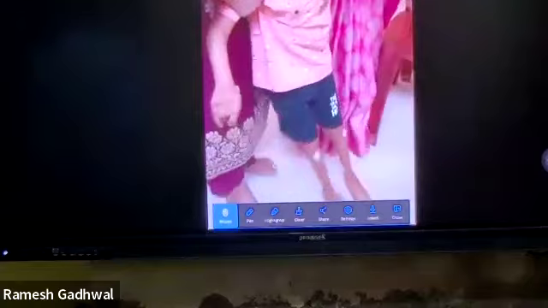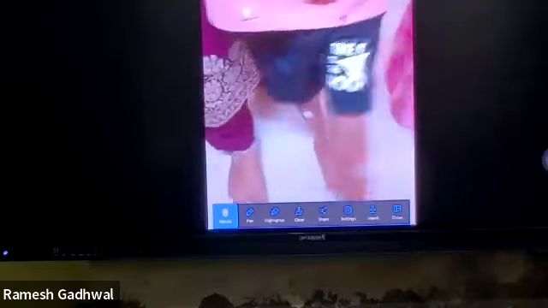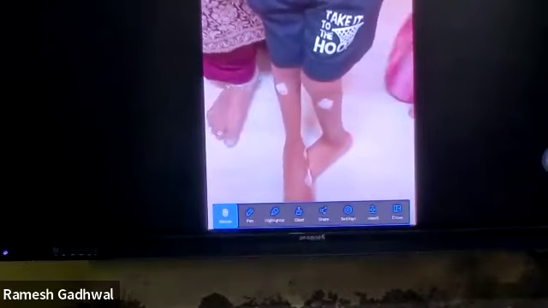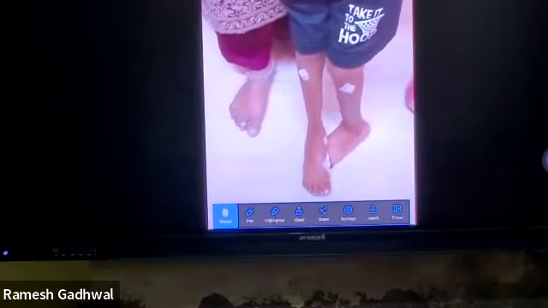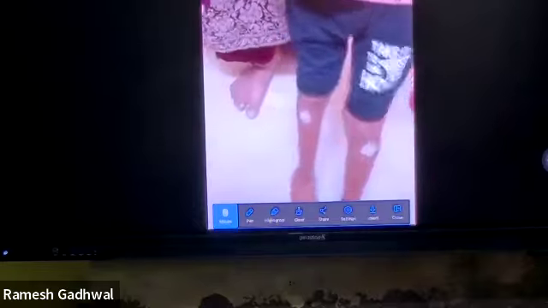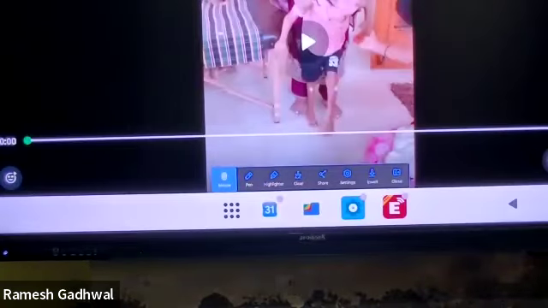Okay. Then hand flexion is also tight. You see hand flexion. Because of this condition, he is suffering a lot. So how do you treat this type of children? It is telling in this facial plans.